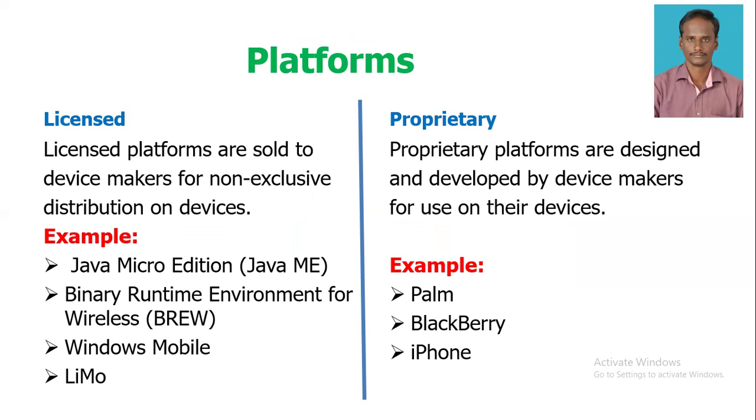Some of the examples given for licensed platforms are Java Micro Edition, Binary Runtime Environment for Wireless, Windows Mobile, and Limo. The Java Micro Edition is the most predominant software platform of any kind in the mobile ecosystem. Also, it is a licensed subset of the Java platform, and it provides a collection of Java APIs for development of software for resource constrained devices.